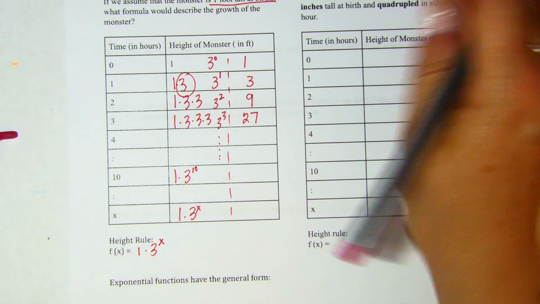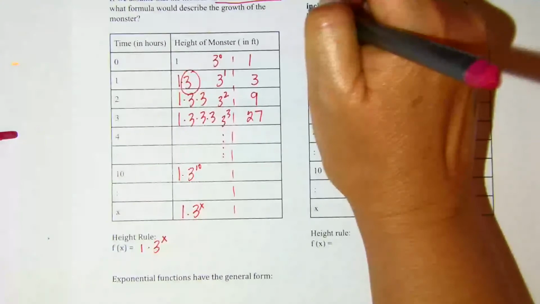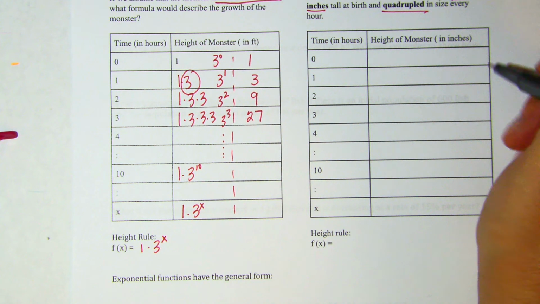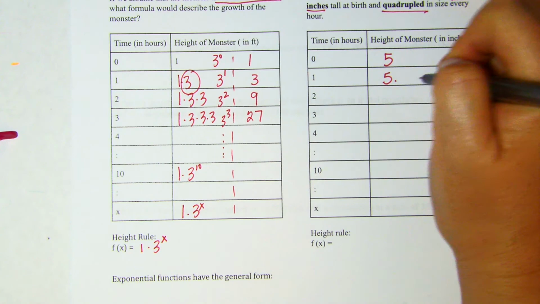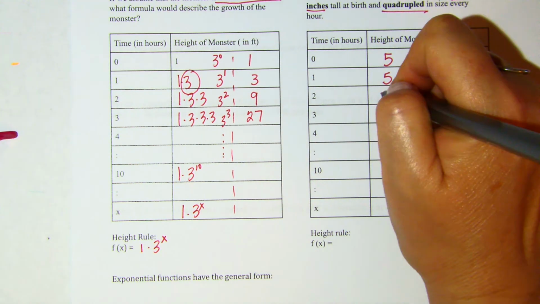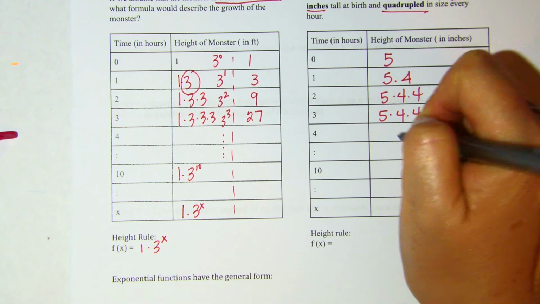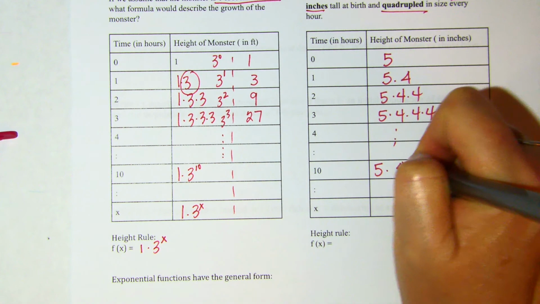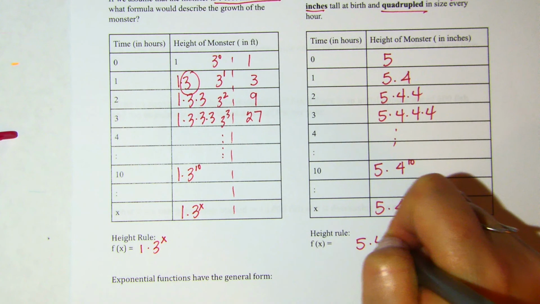Same thing over here. Go ahead and read this. Give you a sec to read it. You should probably pause it because I'm not going to give you that much time. Okay, I'm back. You start with 5 inches and it's quadrupled every hour. So before it quadruples, it starts at 5, and then it's going to quadruple, and then it's going to quadruple again, and quadruple again, etc. So hopefully you're kind of seeing the pattern here.